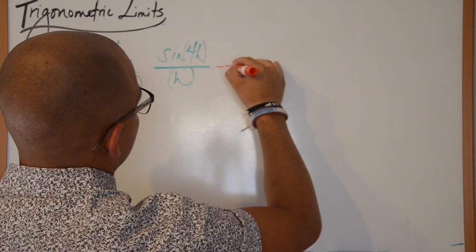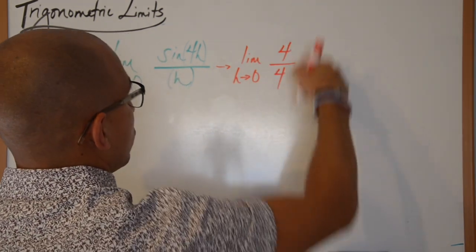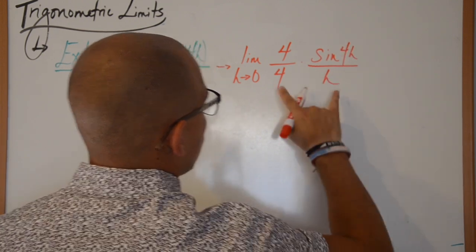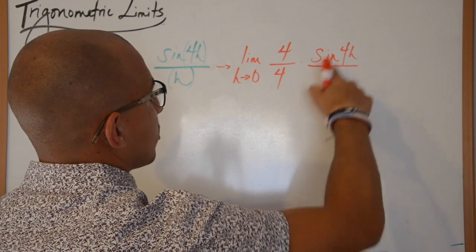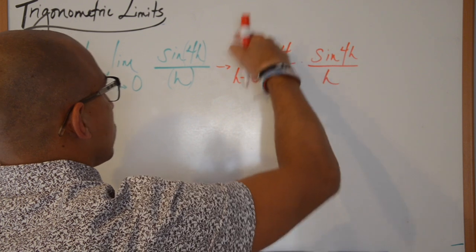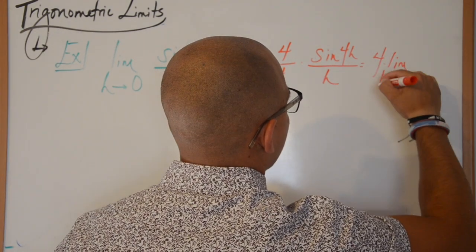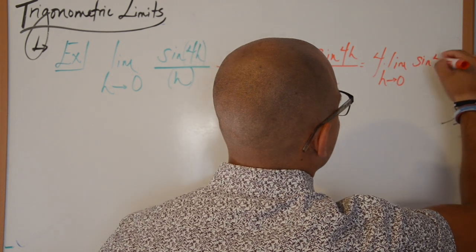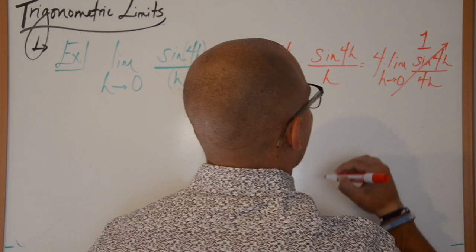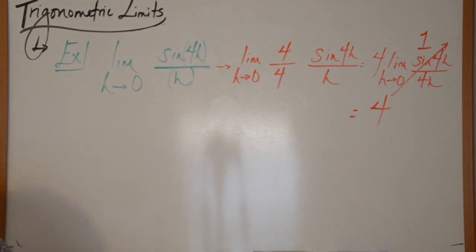So if we multiply this function through by 4 divided by 4, which is a 1, we get this 4h in the denominator that is the same as the input. We can, according to our scalar rule, separate the numerator 4 and rewrite our limit as such. This entire thing reduces to 1. Therefore, our limit is equivalent to 4.